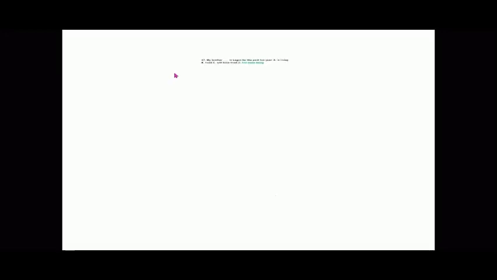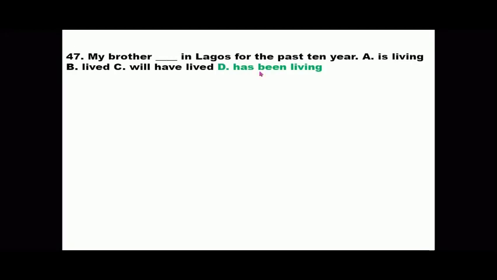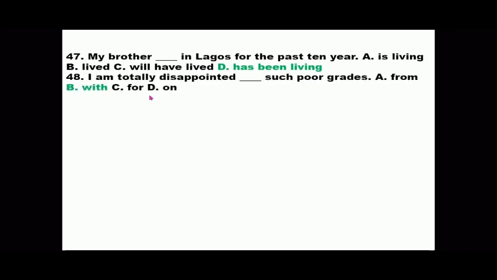Question 47. My brother dashed in Lagos for the past 10 years. This is a typo. So this is 10 years. The correct option is D. My brother has been living in Lagos for the past 10 years. 48. I am totally disappointed with such poor grades. You are disappointed with someone or with something. So the preposition that goes with disappointed is with.